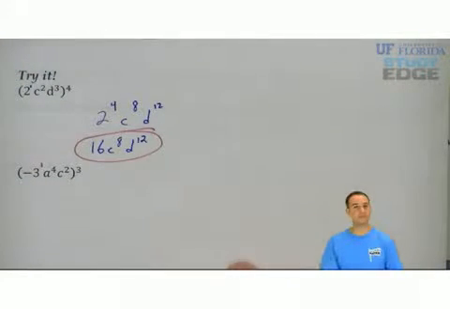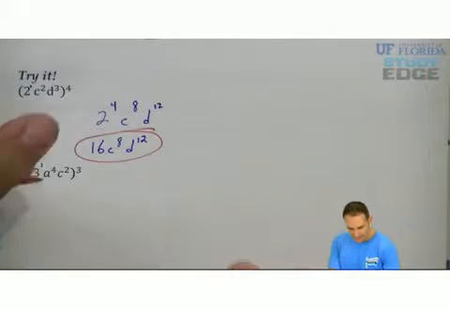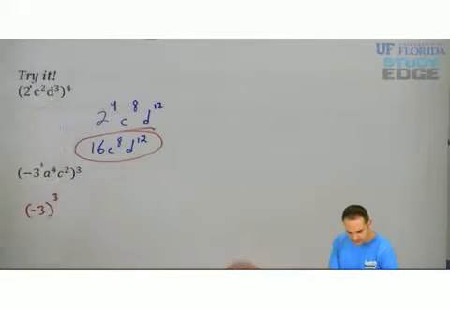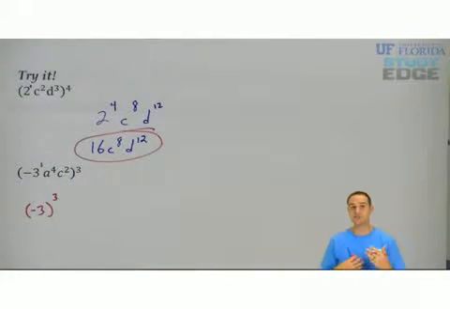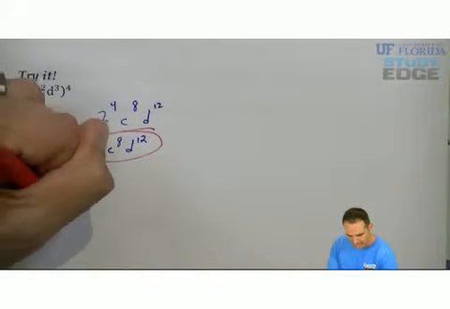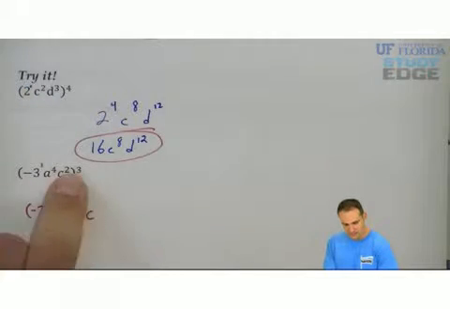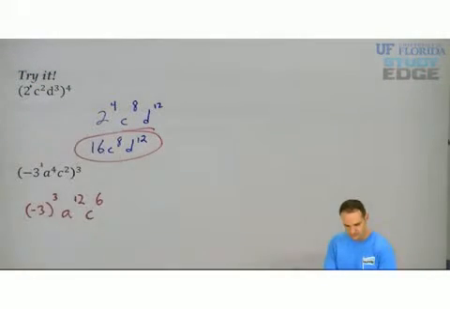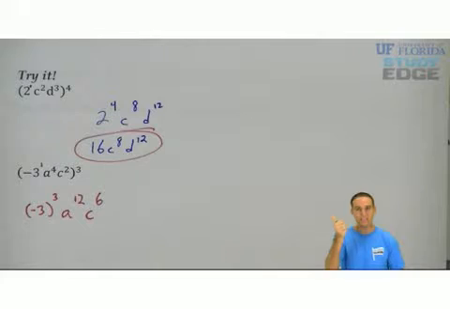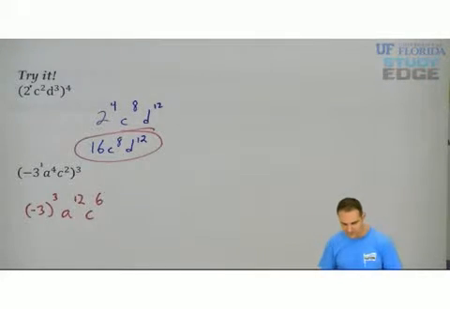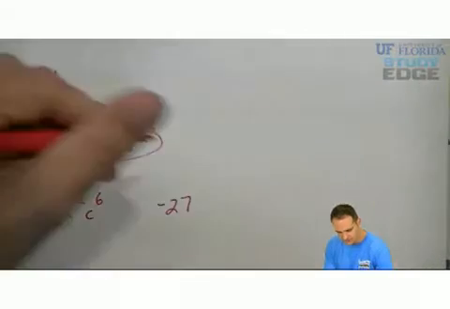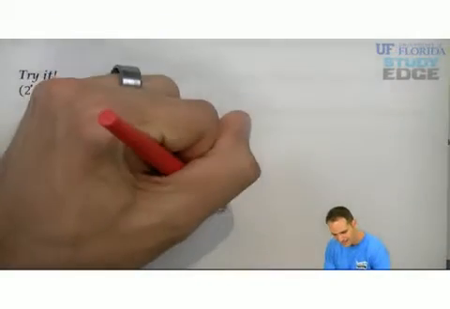Negative 3 is raised to the first power, and you got to be careful with the negative. That negative 3 is being raised to the third power, which means the negative is also being raised to a third power. A to the 3 times 4 is 12. C to the 3 times 2 is 6. A negative times a negative times a negative ends up being negative, so we're good there. And 3 times 3 is 9. 9 times 3 is 27. Giving me negative 27, a to the 12th, c to the 6th.